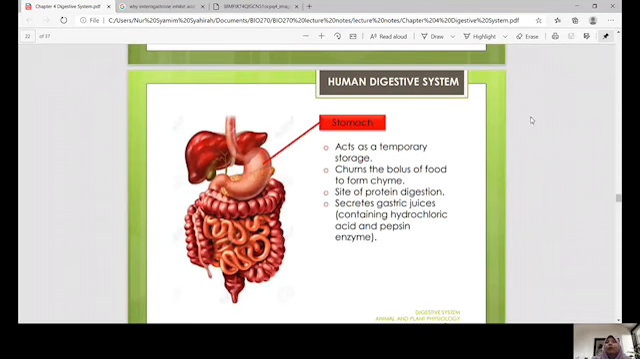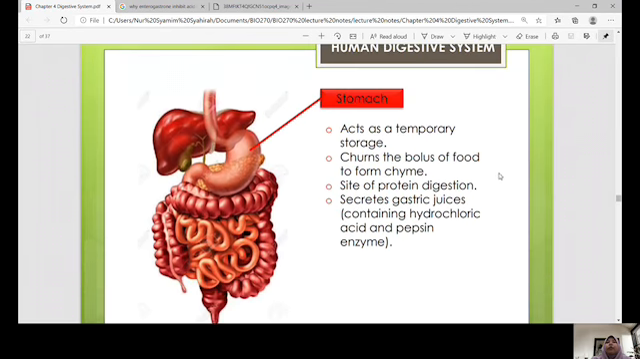Okay, so we continue on stomach. The stomach acts as a temporary storage. In the stomach, it churns the bolus of food to form chyme. Churns means mixing the bolus of food to form chyme. Chyme is a semi-liquid, partially digested food.